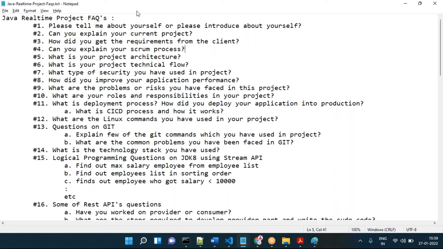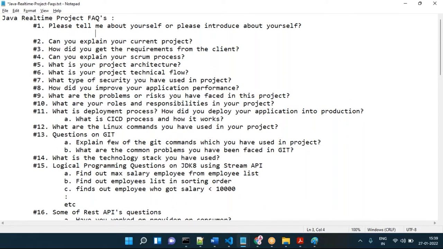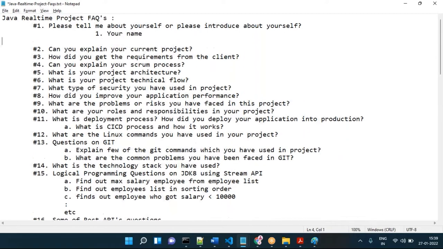So, first FAQ is, whether you go for fresher or experienced roles, irrespective of the experience, they will be asking the first question: please tell me about yourself. Please introduce yourself. May I know about you? In this first question, you have to introduce yourself with your name and your educational qualification.